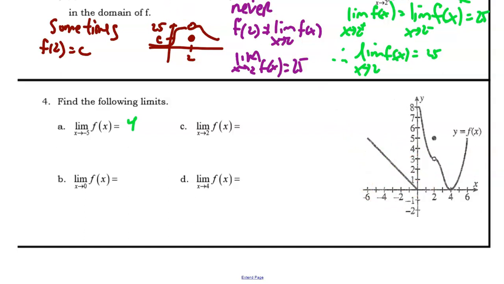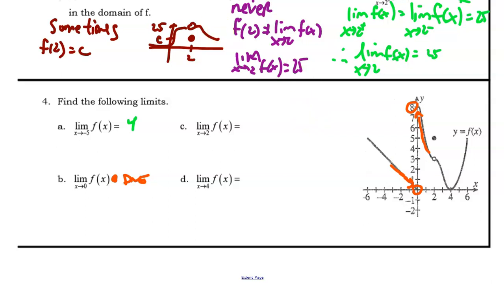As x approaches 0, for part B, well, let's look at that one. As we approach it from the left-hand side, we know that this value is 0. As we approach it from the right-hand side, we know this value is 8. Since they're not equal to each other, we know that this does not exist. All right, does not exist.